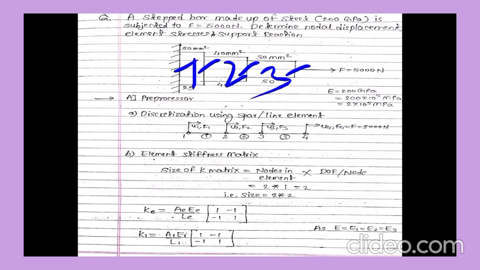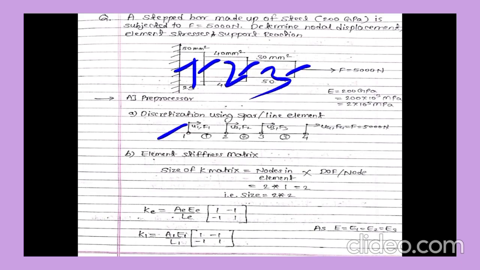So first step is preprocessor. In preprocessor, first of all we need to discretize the given problem. So the given problem will be replaced by nodes and elements. This is node 1, this is node 2, this is node 3 and this will be node 4. We know that by joining two nodes we get one element. So this will be element number 1, this will be element number 2, this will be element number 3.